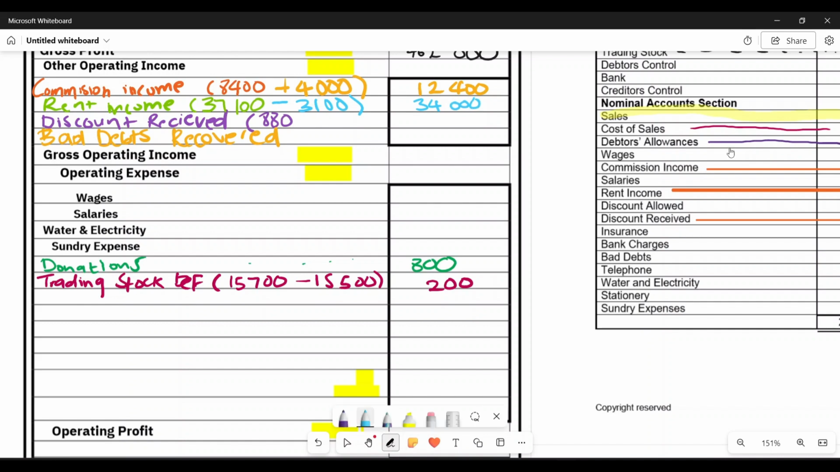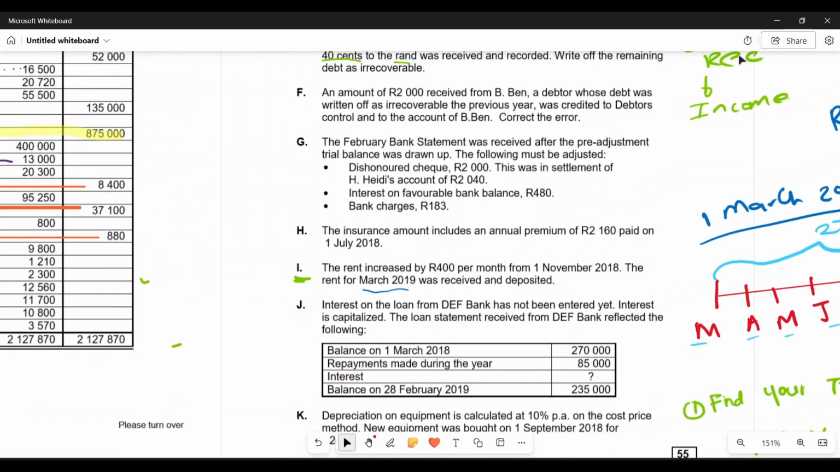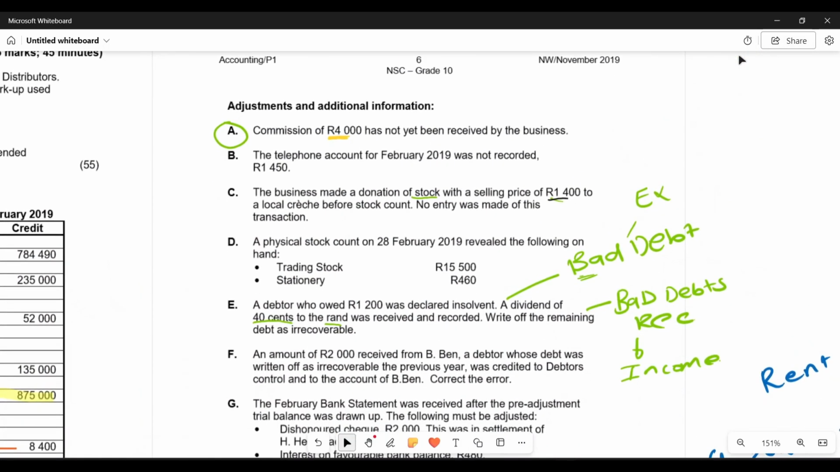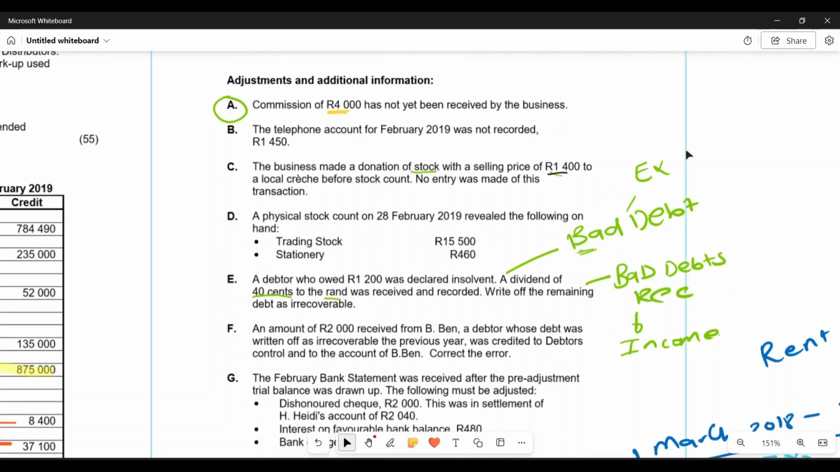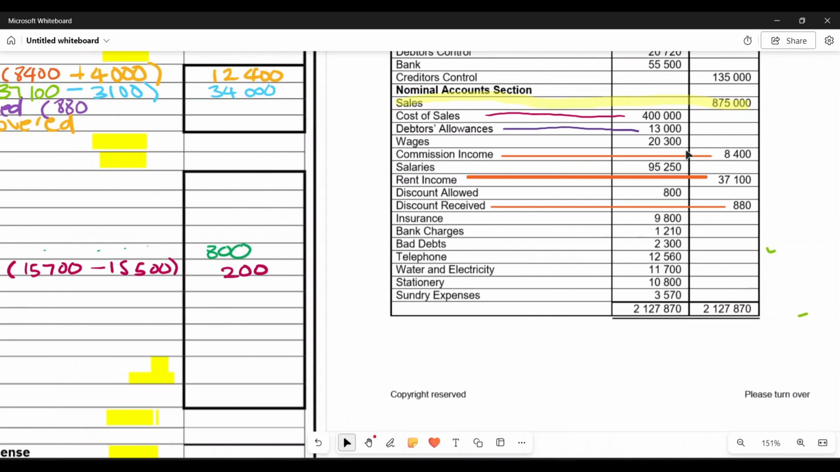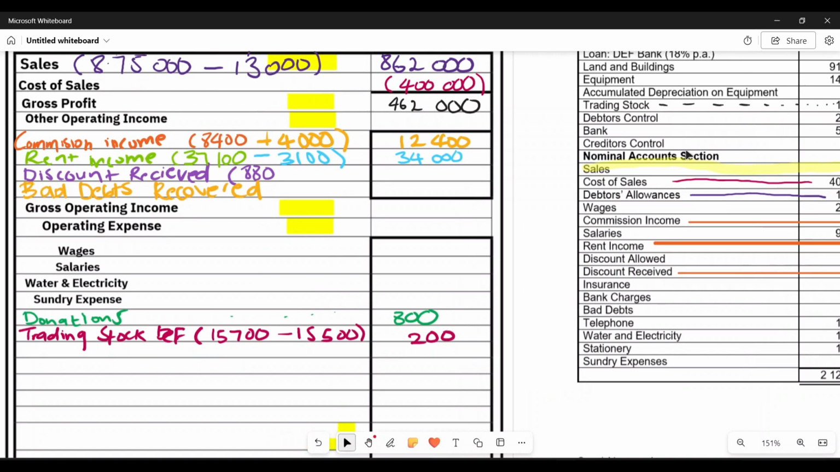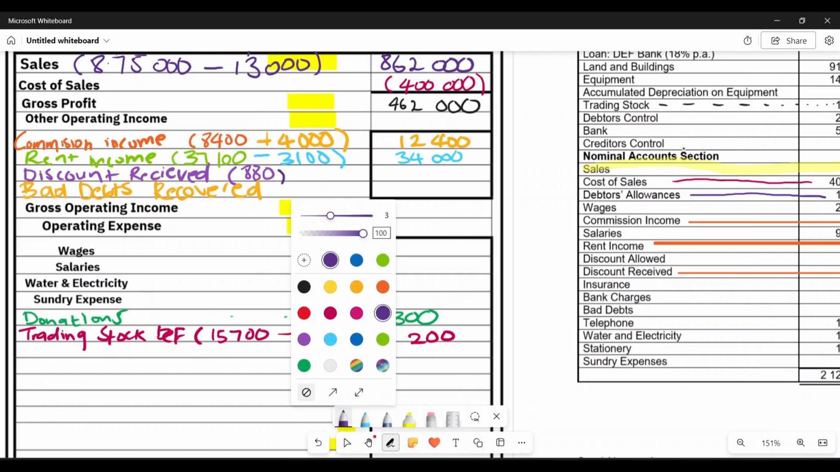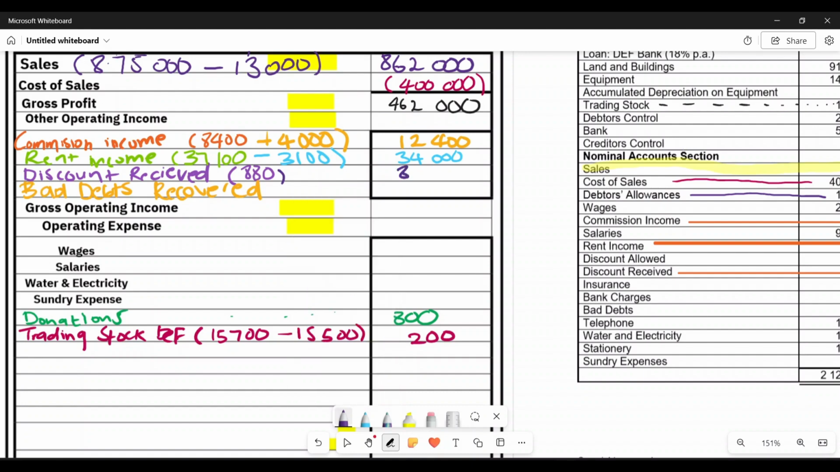Now, discount received. Let me see if I have any transaction which may affect my discount received here. Okay, I don't have any information that affects my discount received. So I will just recognize the amount as 880. I'm going to close bracket this.